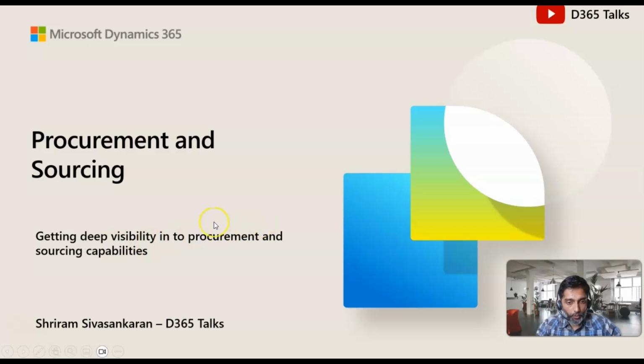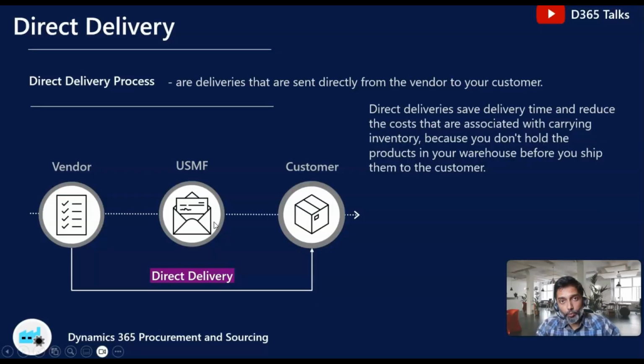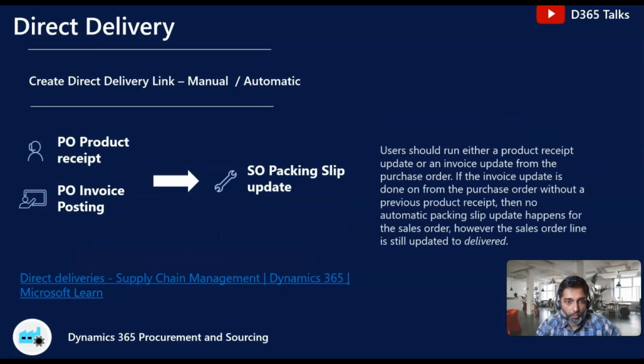So let's quickly get into part 2 of direct deliveries. Make sure that you watch episode number 20, which is part 1 of direct deliveries, before coming to this episode number 21. We already covered the basic processes, how to create a link between the direct delivery purchase order and the sales order by manual process, and also how to do it automatically. We also saw the required configurations for the same.